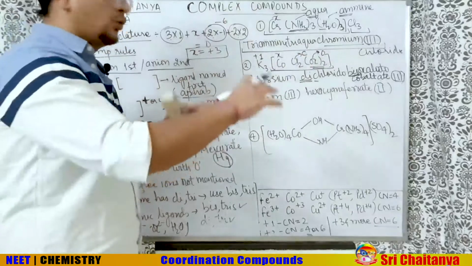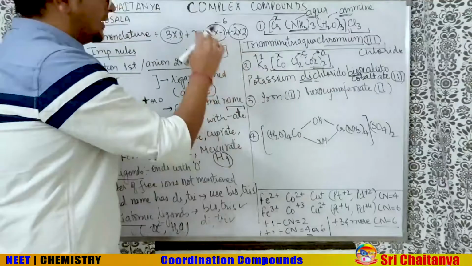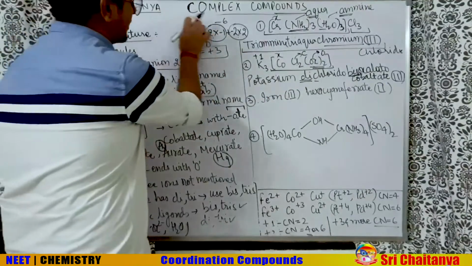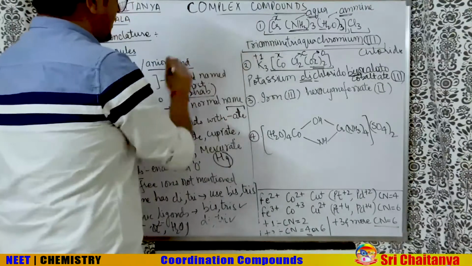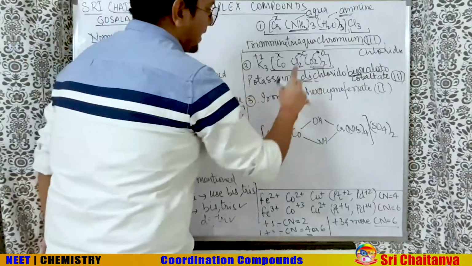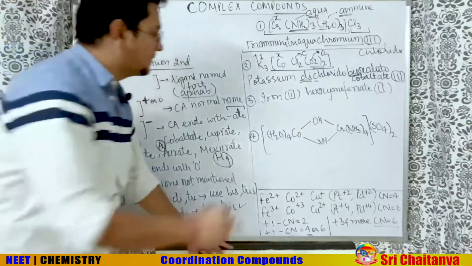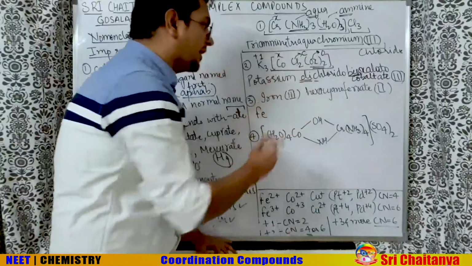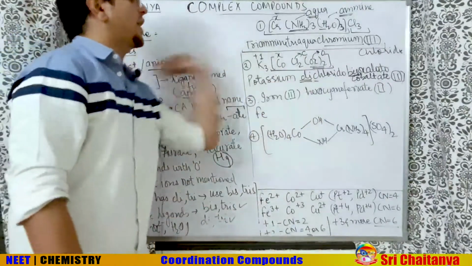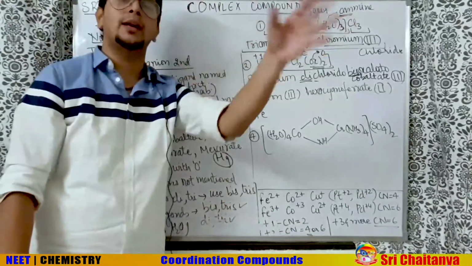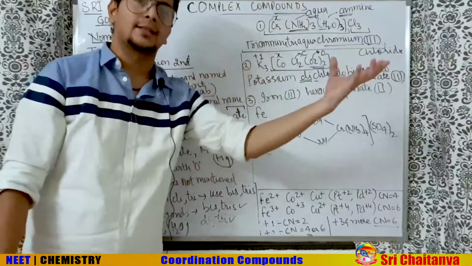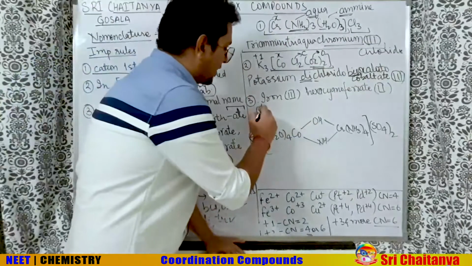Now let's do the reverse of it. I'm choosing the toughest example for writing the formula if the name is given. So you can see iron third, hexacyanoferrate second. Now iron third, that means iron has, whenever we are writing the formula from the name, just write the formula as it is. No need to do any headache. Just write the formula as it is. So iron, charge plus 3.